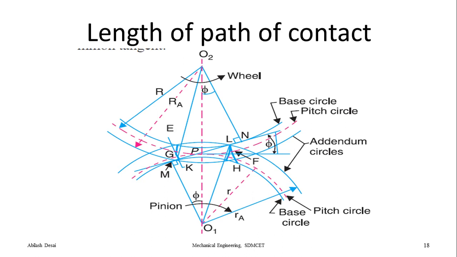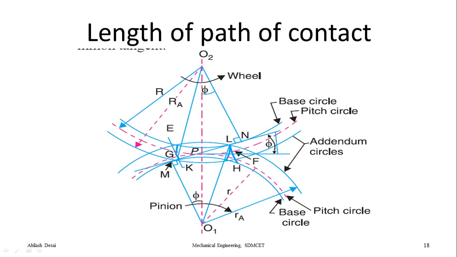When the meshing takes place, it is shown by the pink color. The pink color is the point where the intersection of the pinion and the wheel takes place. That pink color shown here is nothing but the pitch circle. At the intersection point of the pitch circles, the exact meshing point takes place.